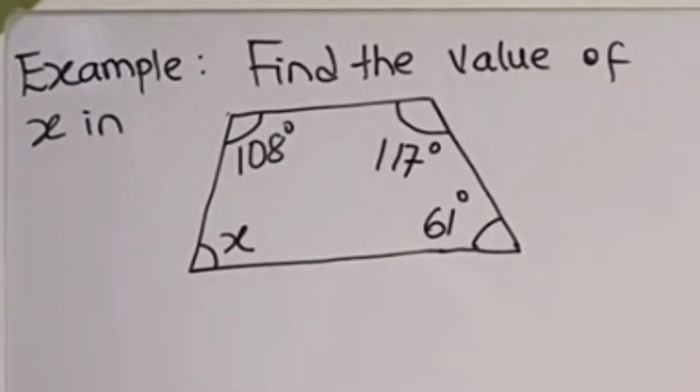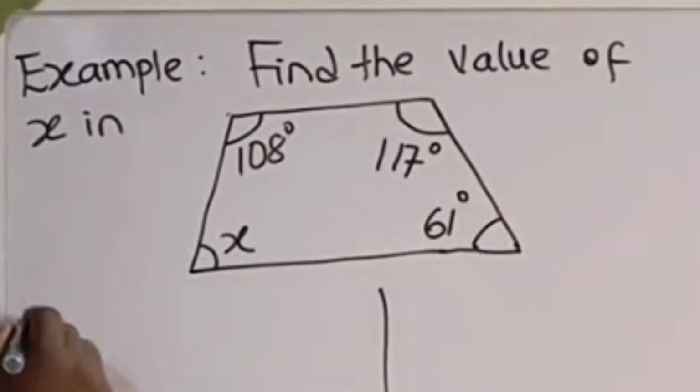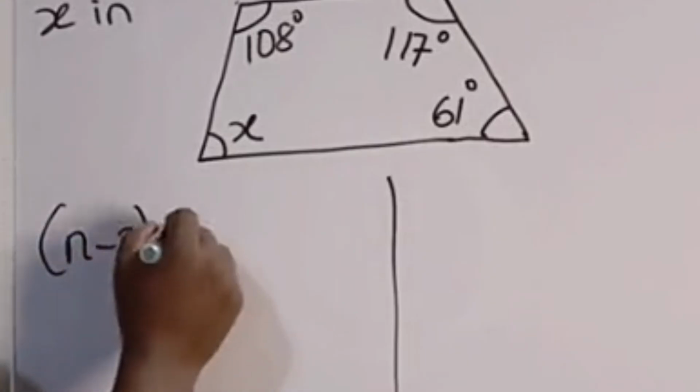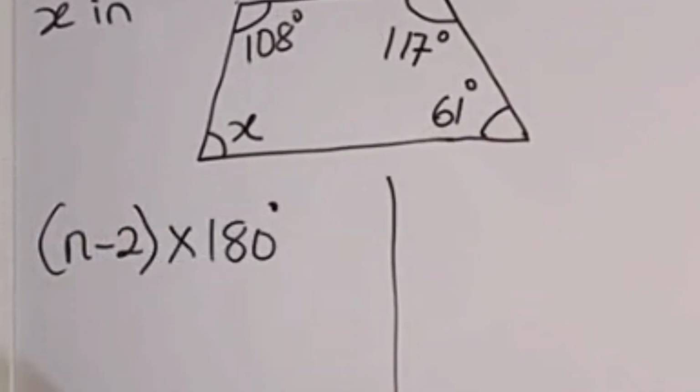The second step is calculate the sum of the interior angles of the polygon. We've identified that this is a quadrilateral. Next, we calculate the sum of all these angles. What is it going to be? Let's solve. The formula for calculating sum of interior angles of a polygon is n minus 2 times 180 degrees. This is the formula you need to calculate the sum of interior angles of any polygon, not just a quadrilateral, any polygon.